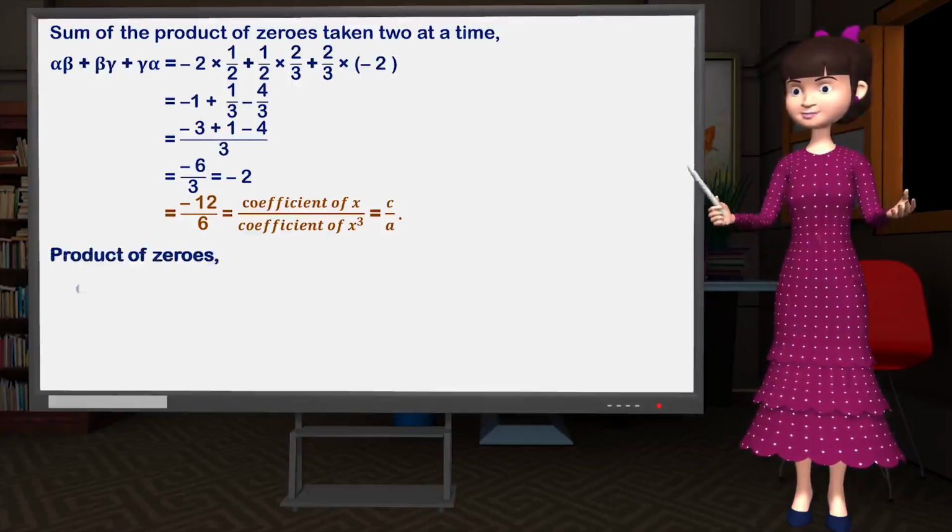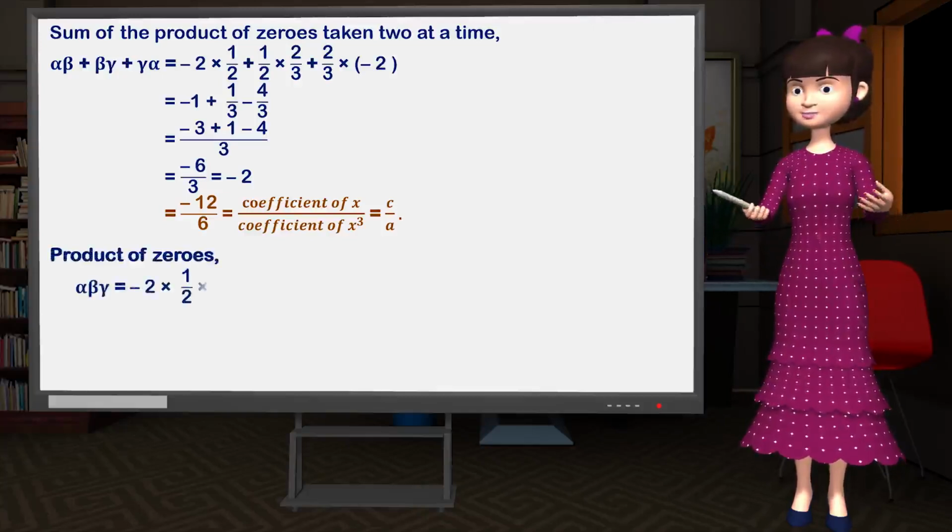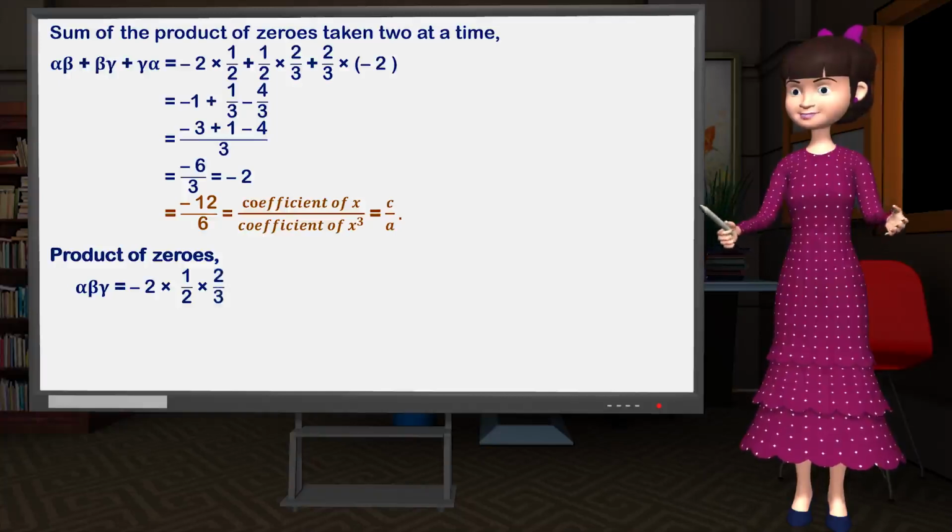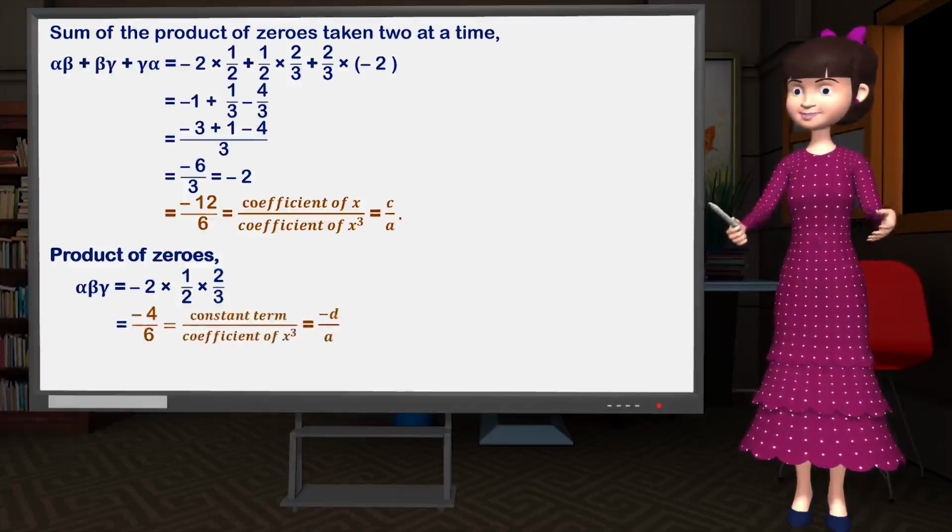Product of zeros alpha beta gamma is equal to minus 2 into 1 by 2 into 2 by 3 is equal to minus 4 by 6 equals minus constant term by coefficient of x cube, it is equal to minus d by a.